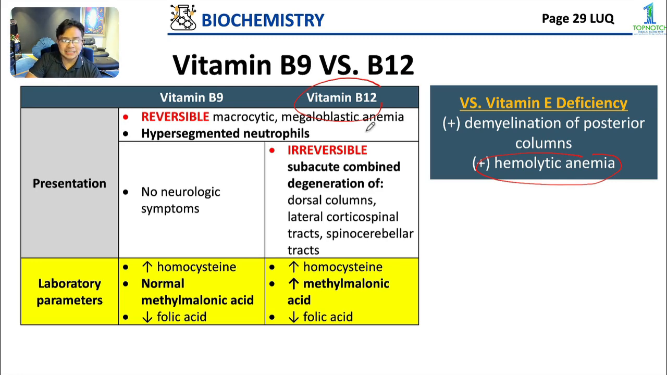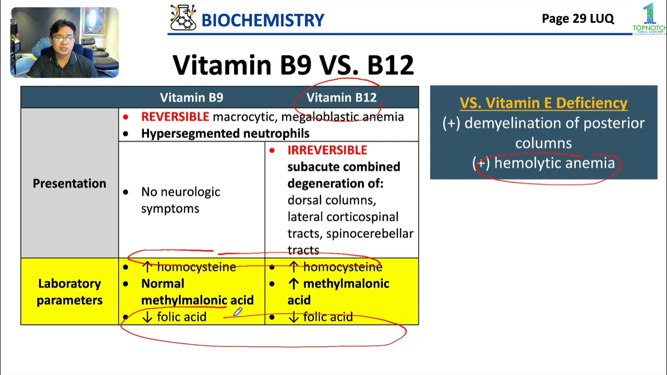Now, comparing B9 and B12, both have increased homocysteine. Take note of that. It can be a clue in diagnosis. And recall that high homocysteine levels can lead to high risk for cardiac events. Both also have folic acid deficiency. They differ only in terms of methylmalonic acid, which is elevated only in B12 but normal in B9 deficiency.